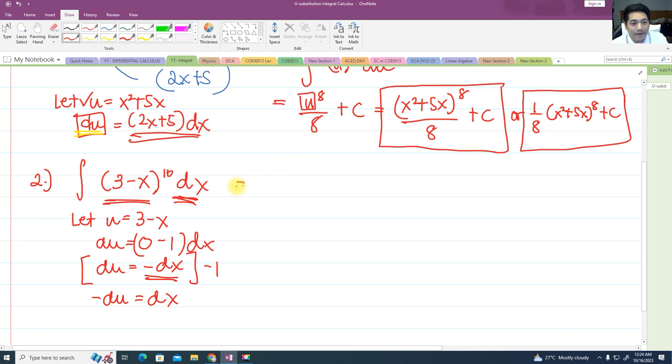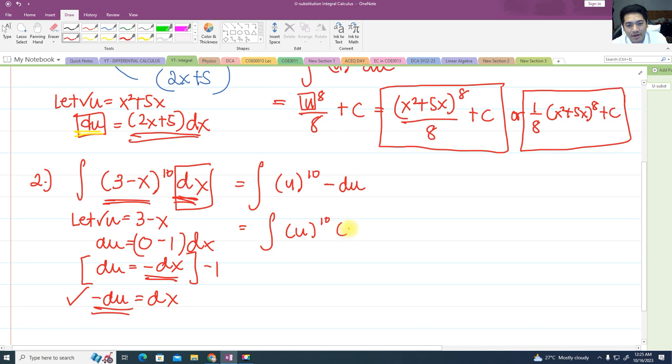Upon doing that, we now have the integral of 3 minus x, which we let as our u, so that would be u raised to 10. And dx is equivalent to negative du. By the constant rule, there is a negative 1 here for the du, so I can factor out negative 1 outside of the integral sign and then integrate. So you have negative of u raised to 11 all over 11 plus c.